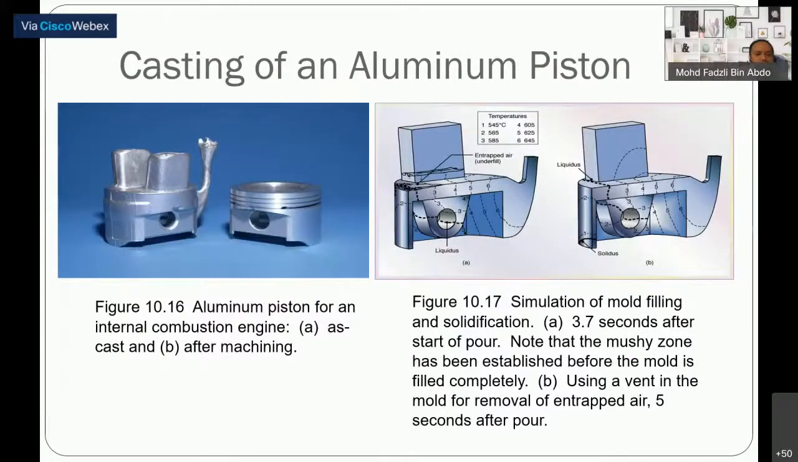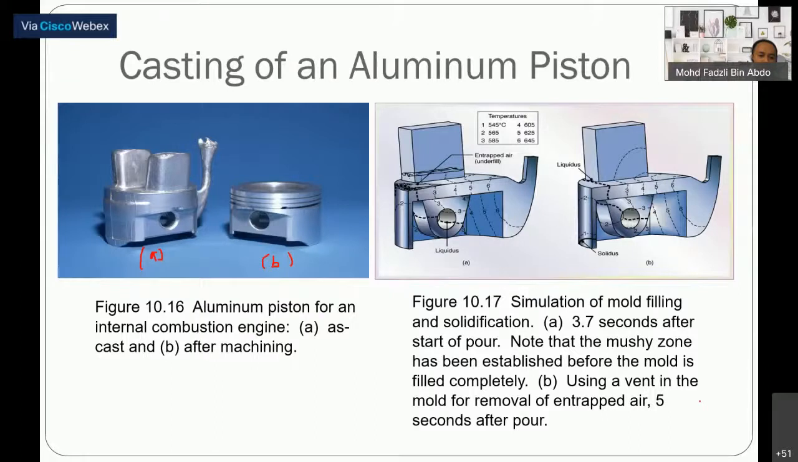Okay, this is the casting of the aluminium piston. Ni piston. Ni piston yang dah post processing lah. Maksudnya kita dah buang dia punya sprue ni semua. Kita dah buang dia punya ni semua. Dan dia akan jadi macam ni. And then kita dah buat surface finish. This is the aluminium piston for internal combustion engine. This is the as-cast and then this is the after machining process.